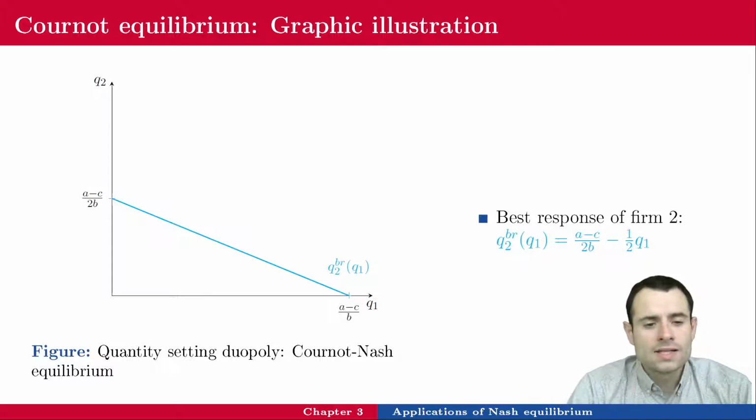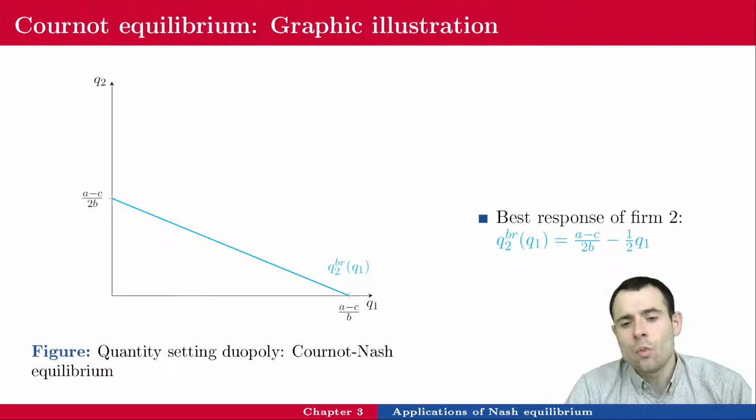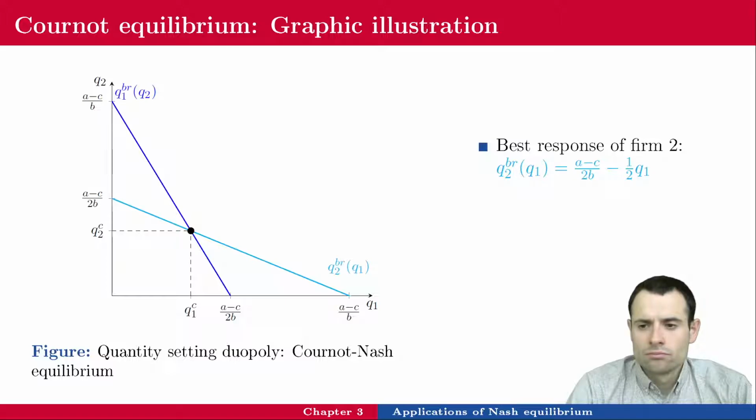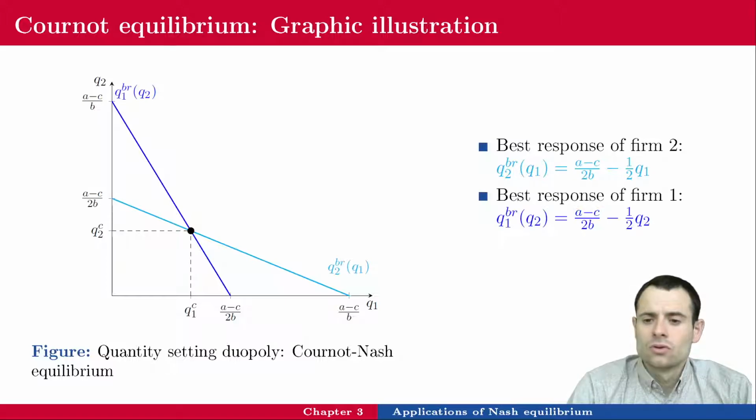Now, let's also plot the best response function of firm 1. Based on the previous formula, you get the best response function of firm 1. Again, you can compute the intercepts and you obtain the following graph.